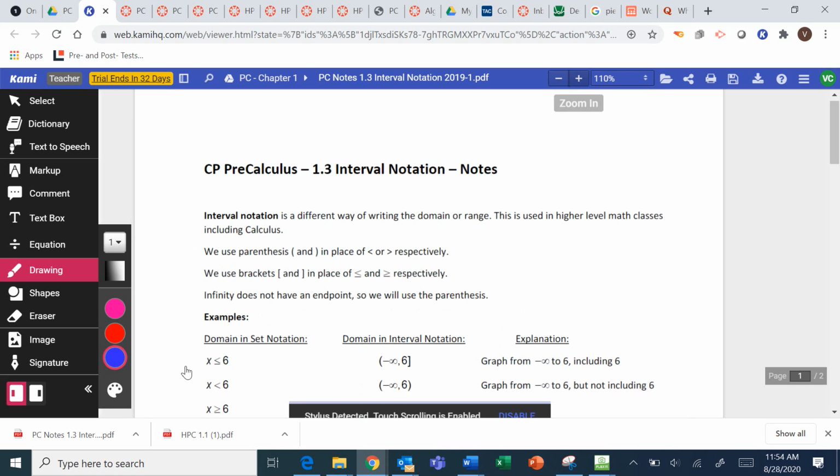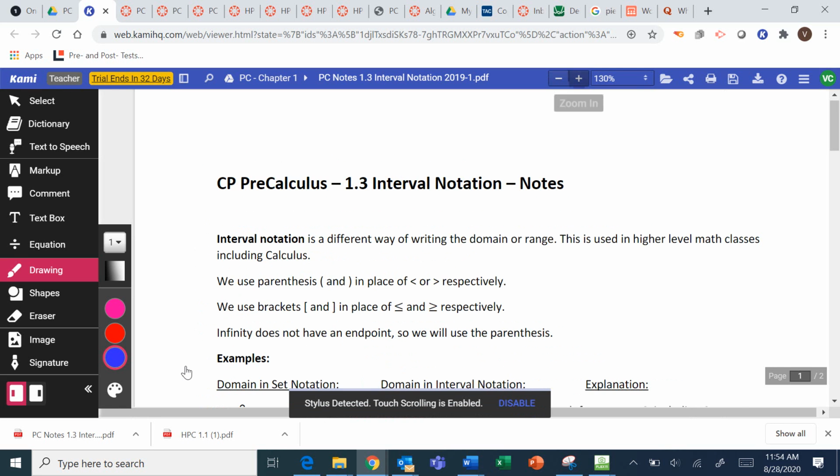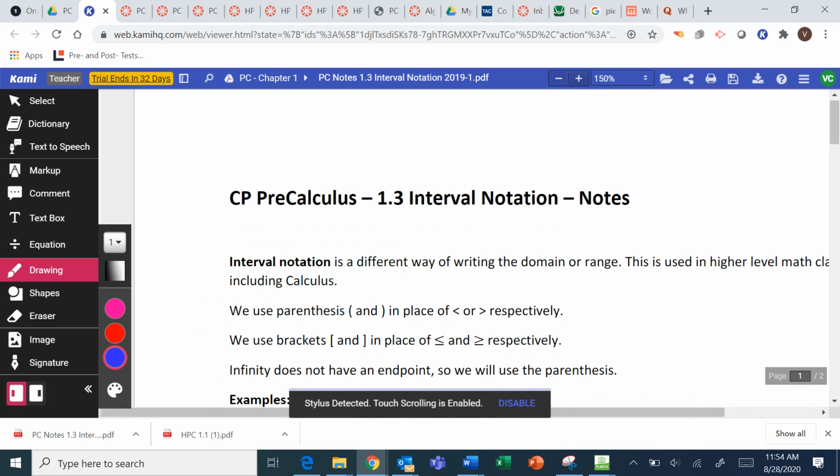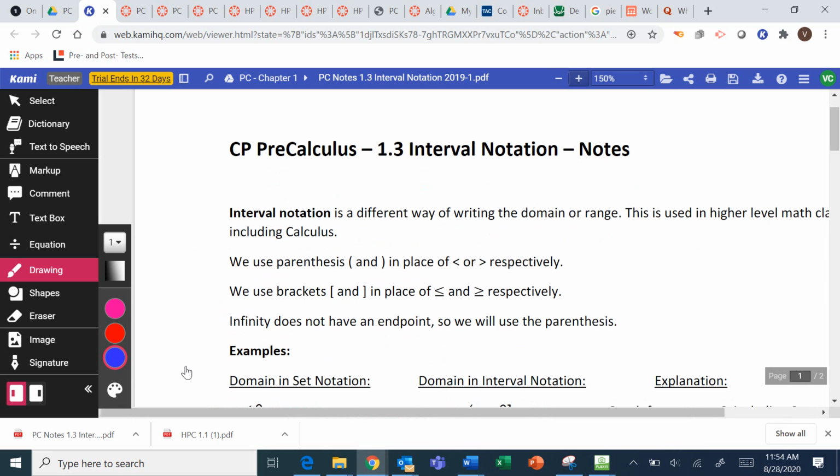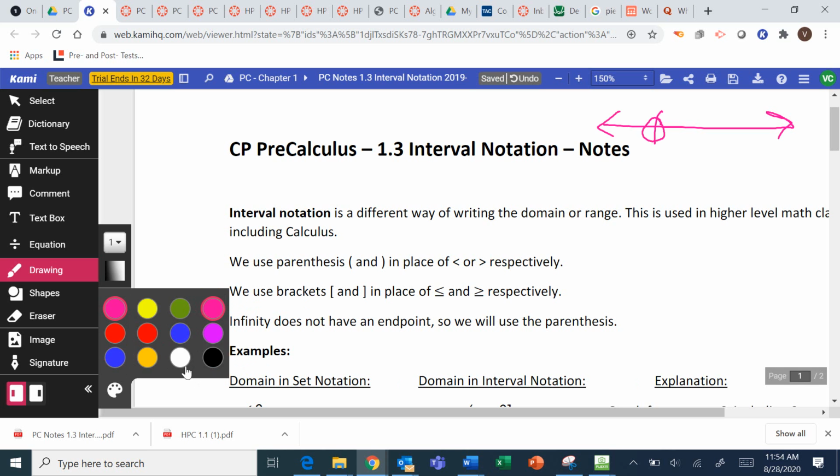All right, so interval notation, and that we have an interval of values. An interval would mean it starts somewhere and it goes all the way through something else. Like we've seen intervals before when you graph on a number line.